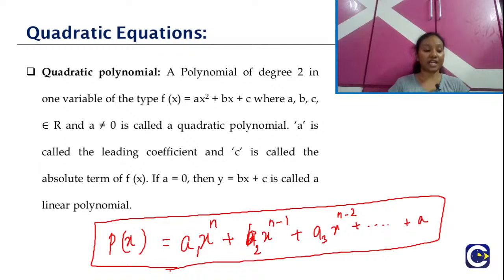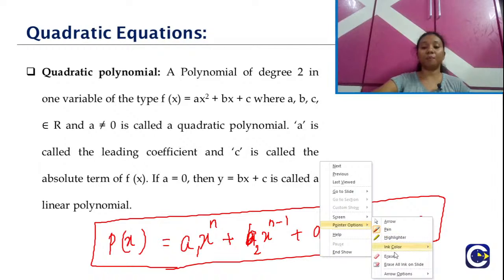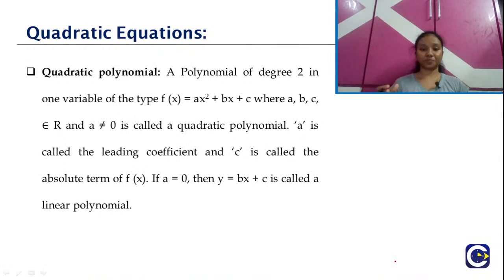So now what is a quadratic polynomial? If you observe, the x variable has a power, which is nothing but the degree, right? So whenever a polynomial has degree 2 in one variable, here we are going to discuss a polynomial in one variable, not a polynomial in two variables. If we have a polynomial in one variable with degree 2, then that polynomial is called a quadratic polynomial.